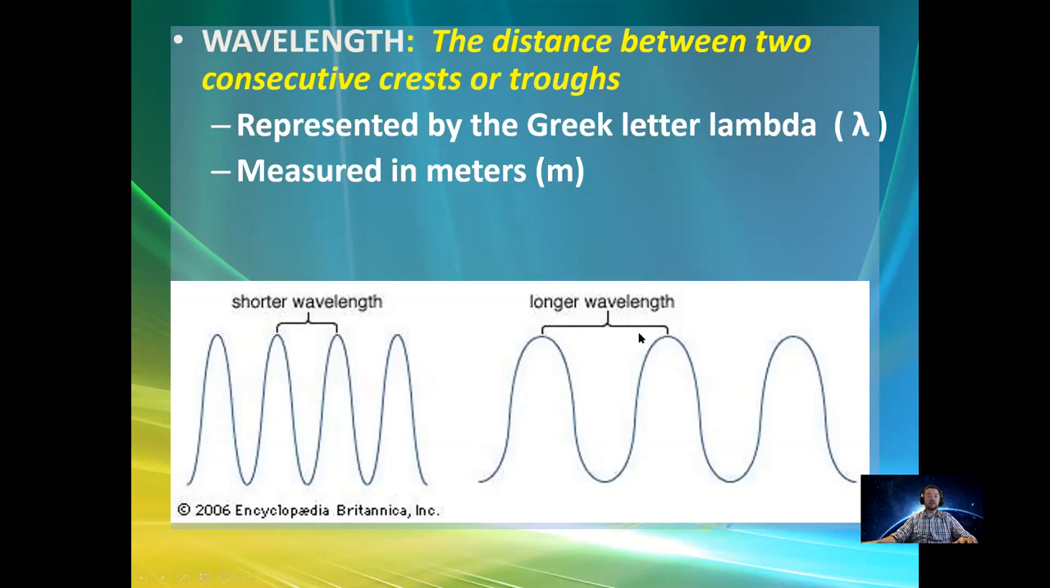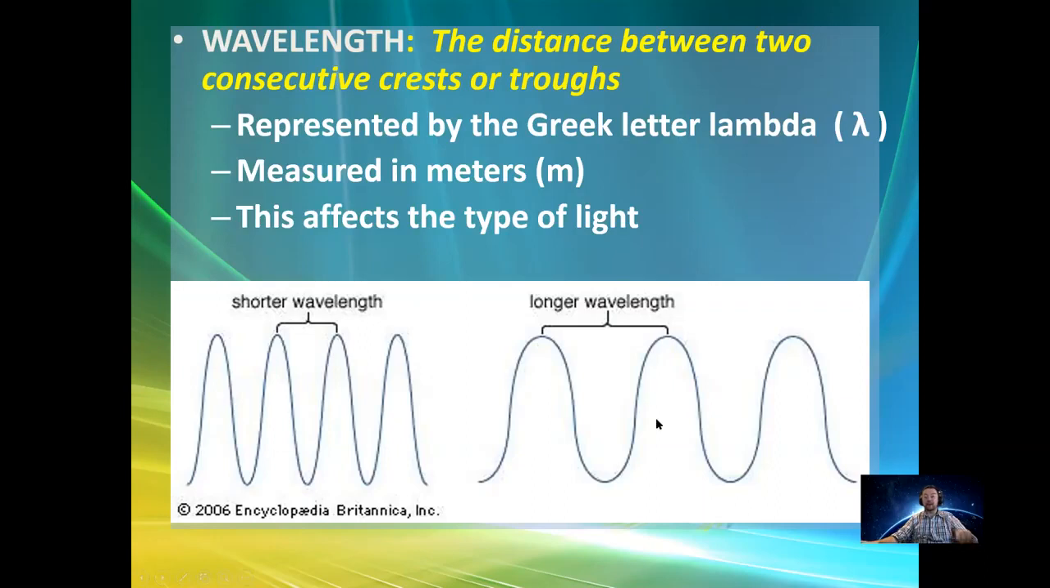So this, once again, is the wavelength represented by the Greek letter lambda. And we measure that distance in meters. Now, some waves have wavelengths that are thousands of meters long. Those are things like your radio waves and your microwaves, where that distance between 2 crests is extreme. But then you've got some waves that have really tiny wavelengths. Those are things like visible light, like the colors of the rainbow, X-rays and gamma rays. They have wavelengths that are millions of times smaller than a meter, which we'll talk about later.